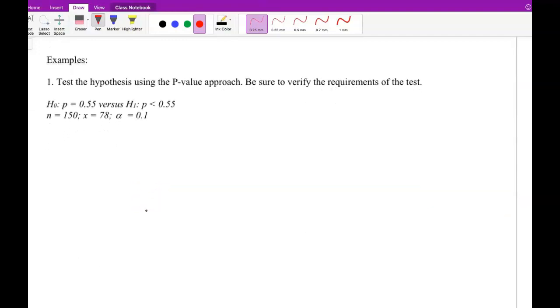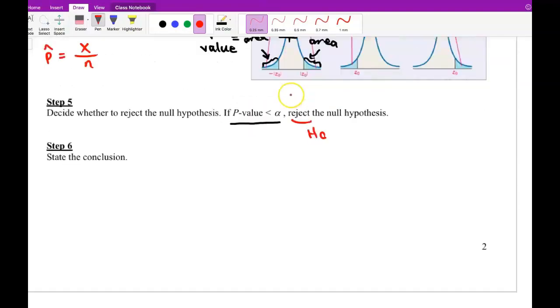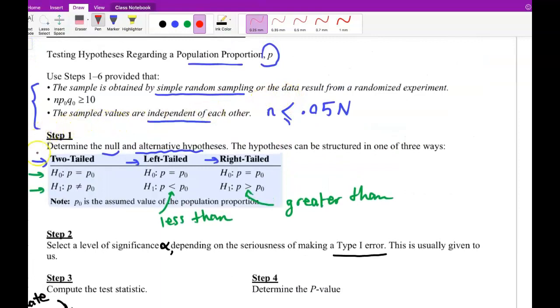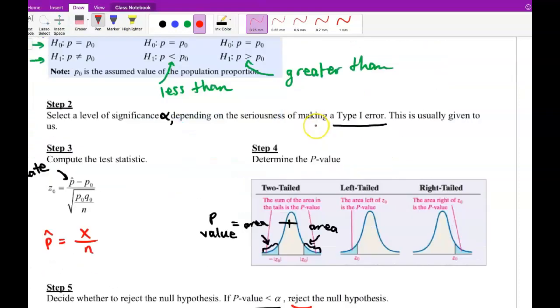Okay, then next we have an example related to that part. Test the hypothesis using the p-value approach. Be sure to verify what that means. We're going to have these 3 steps on top before starting these 6 steps. So first, we should verify this part. We should have a simple random sample, n times p times q greater than or equal to 10, and the sample size less than or equal to 5% of the population size.